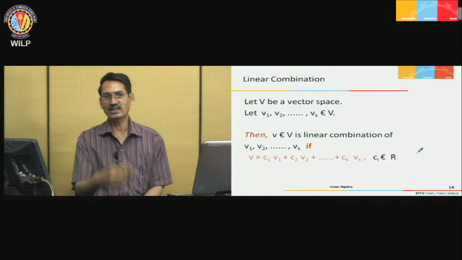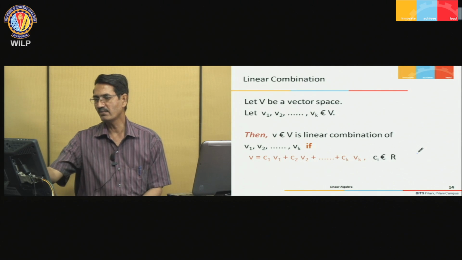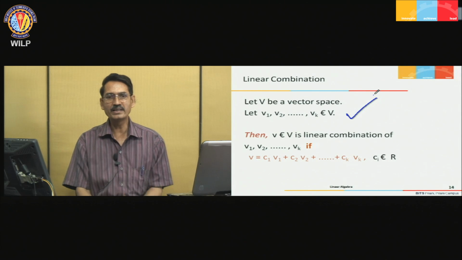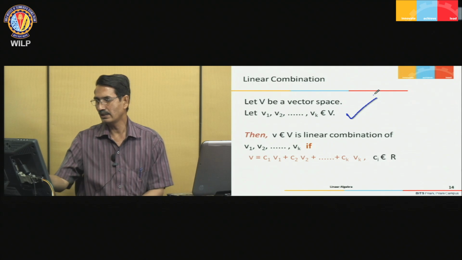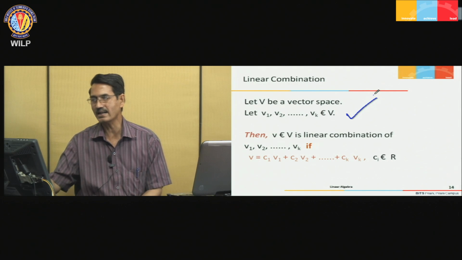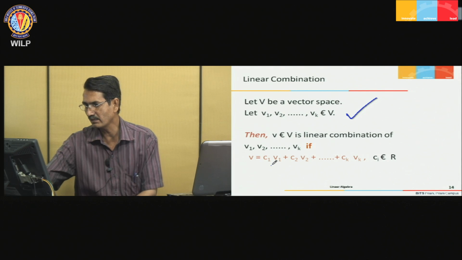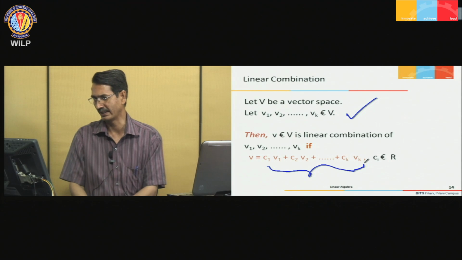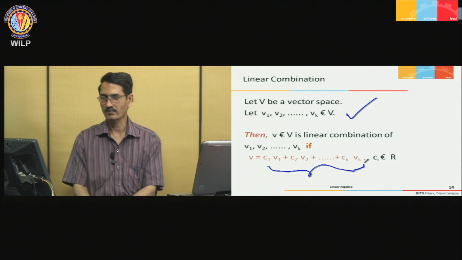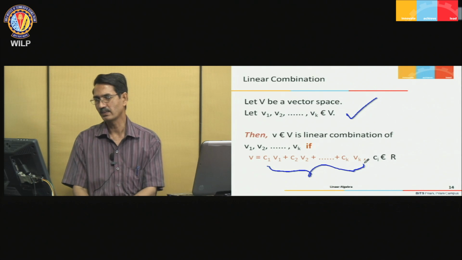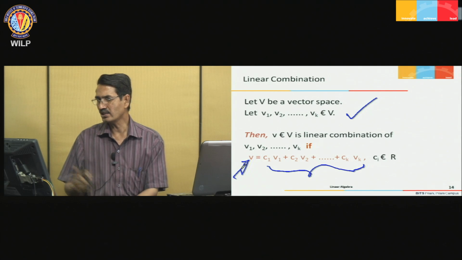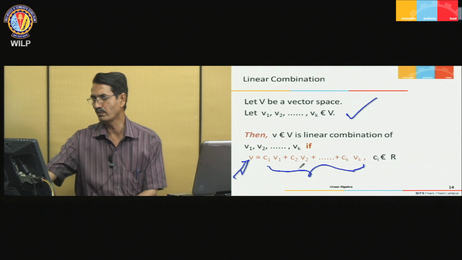So, suppose that V is a vector space and you have v1, v2, ..., vk, k elements in the vector space. Then what is the meaning of linear combination? If c1, c2, ..., ck are real numbers, then c1 into v1 plus c2 into v2 plus c3 into v3 and so on plus ck into vk. This is again a vector and an element of V, and that we are calling small v. Then this v is called a linear combination of v1, v2, ..., vk.